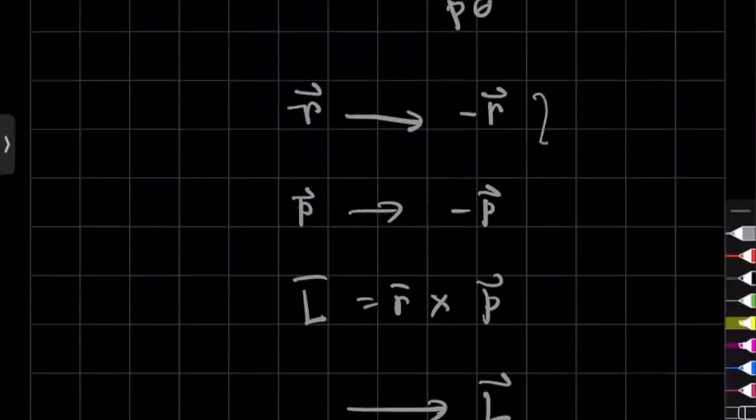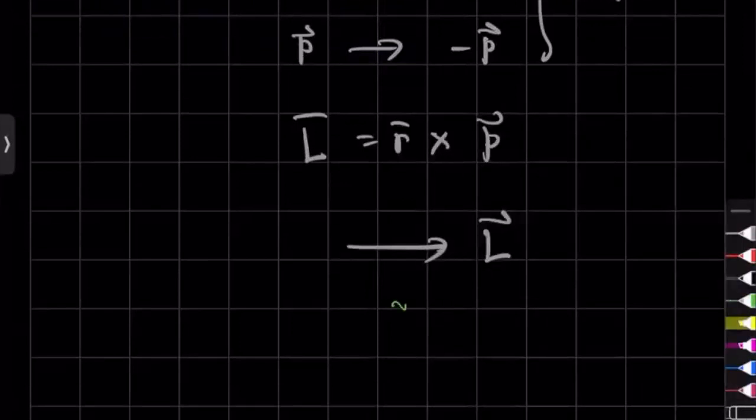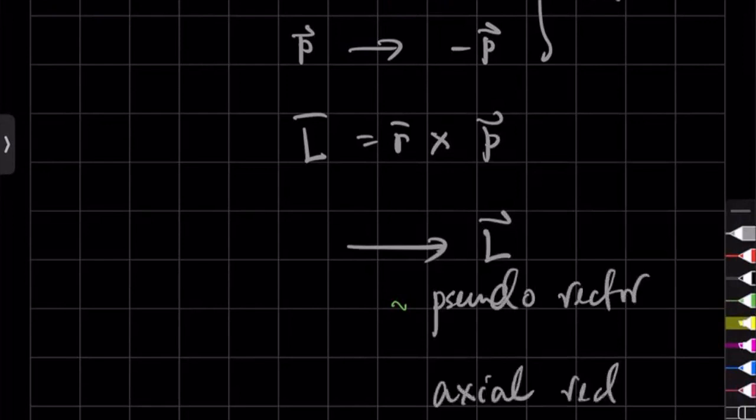So these are vectors, whereas L is what is known as a pseudo vector. It's also known as an axial vector. So pseudo vectors are like vectors under SO3, but under parity, under the discrete transformations of the expanded group, they act in a way that is different from the vectors.